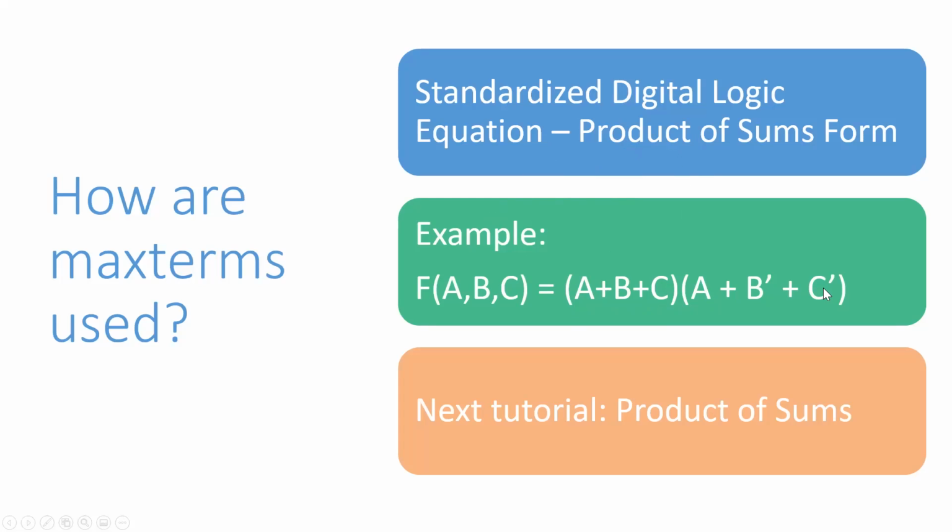A ORed with B naught, ORed with C naught. What max term do you think that is? Well, A must be a 0. B and C must be 1s. This must be 0, 1, 1. So this is max term 3.